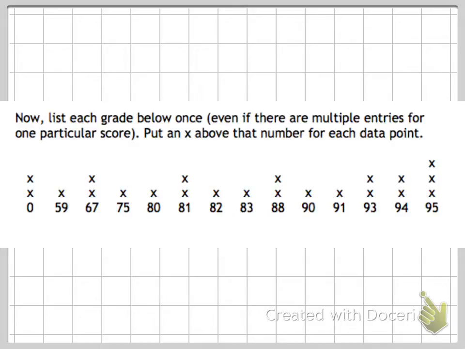Now, for a line plot, you would list each grade below once, even if there are multiple entries for one particular score, and put an X above that number for each data point. So we had a 0, 59, 67, 75, 80, 81, 82, 83, 88, 90, 91, 93, 94, 95. And then you just simply put X's or dots above how many of those you had. So there were 2 zeros, 1 59, and so on and so on. This is the simplest plot to make.